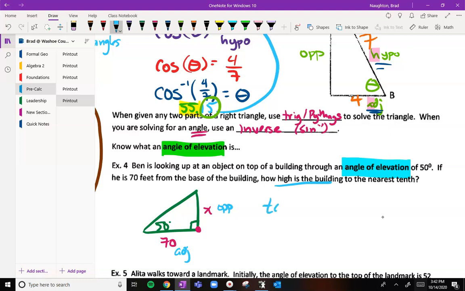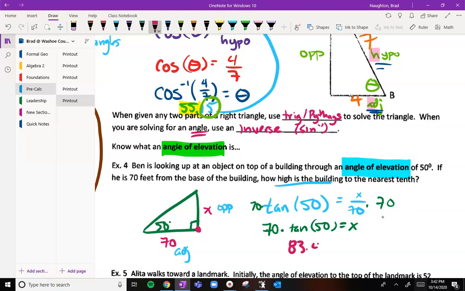Now, we're looking at how high that building is, so that's a side length. So we're going to use our regular trig function, specifically our tangent function. So tan 50 is opposite over adjacent. So we're going to multiply both sides by 70 to solve for x. So I get 70 times the tangent of 50 degrees is equal to x. Okay? When you throw that in the calculator, you're going to get something fancy like 83.423.